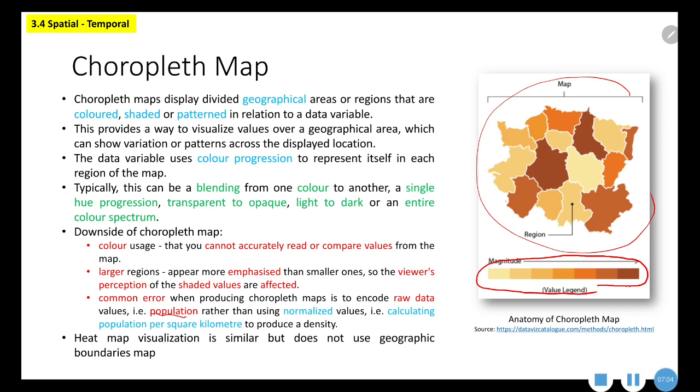Okay, for more explanation, please go through this link. You can get more explanation about the anatomy of choropleth map.